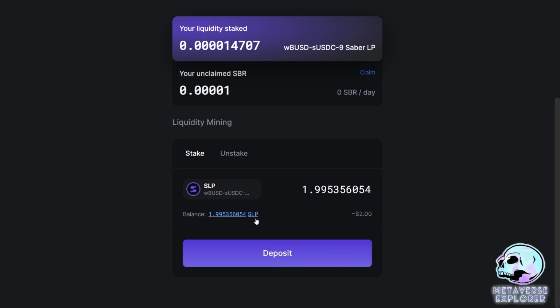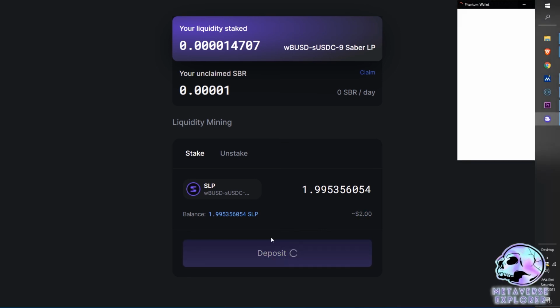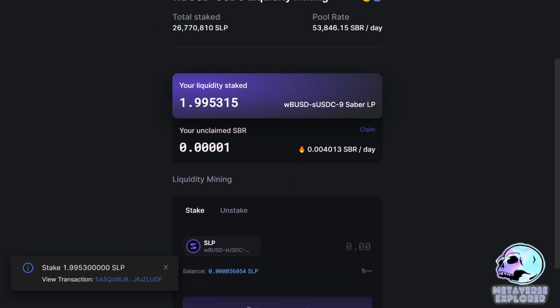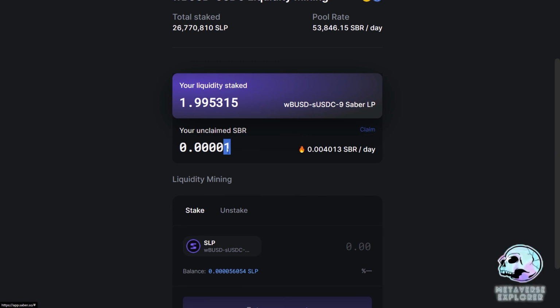So let's go ahead and click on that. It's going to deposit that for us, which is around $2. And we're going to deposit. 3, 2, 1. Good. So our current liquidity staked is 1.995, which is now part of here. And we're currently earning 0.004013 Saber a day. In the next 2 days, you can come back and claim. You can see it's already ticked up to 1 at the moment. So all you have to do is click here. When it goes to 2, we might claim again.